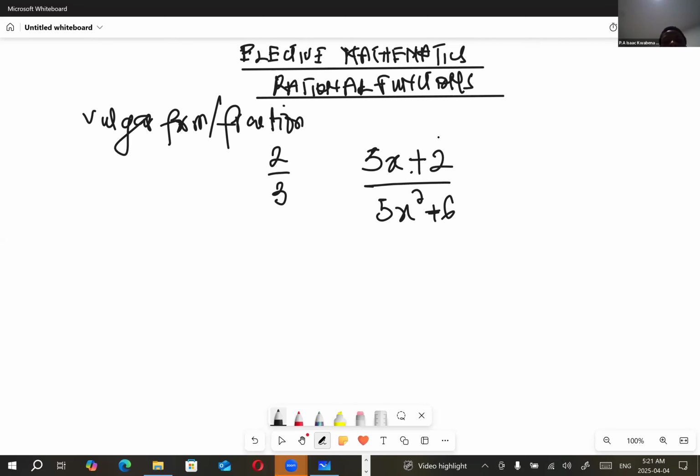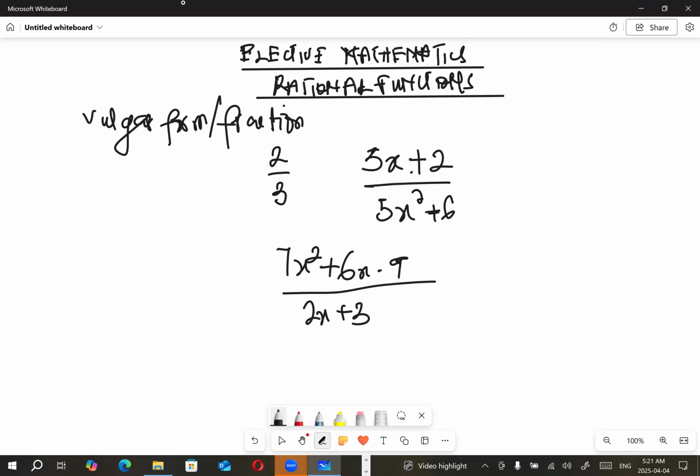And more and more. So we can also have 7x squared plus 6x minus 9 all over 2x plus 3. So is this rational? Ajua, is this rational? Yes, it is. So in general, we say that rational functions are fractions that can be expressed in a vulgar form.